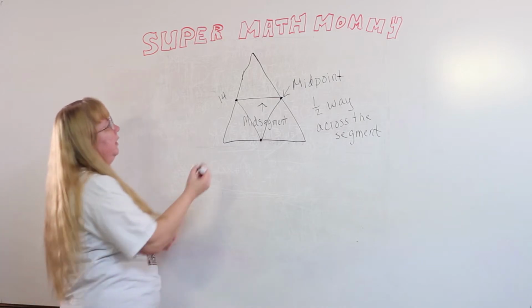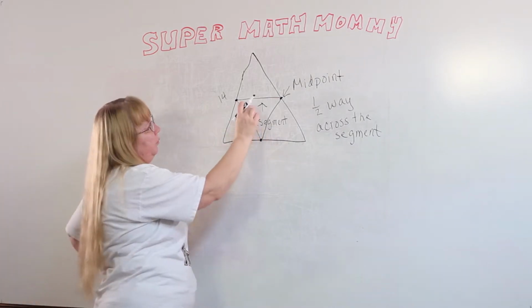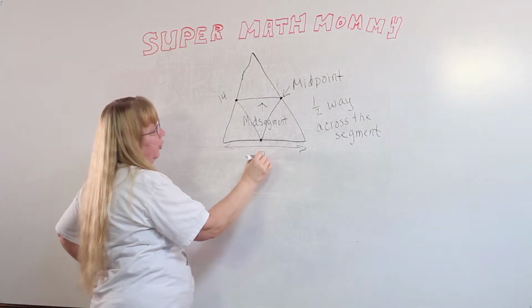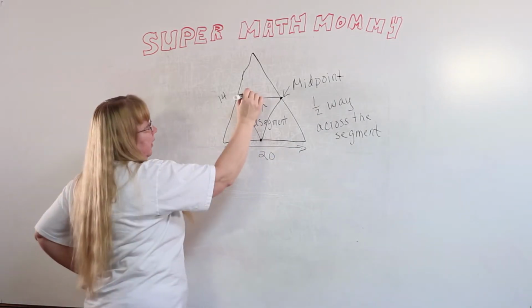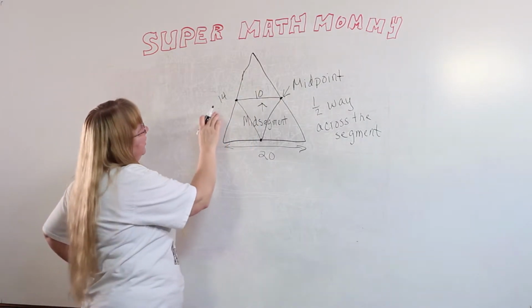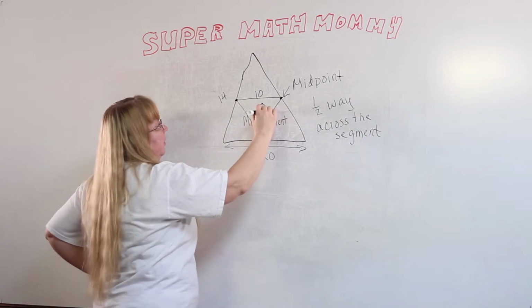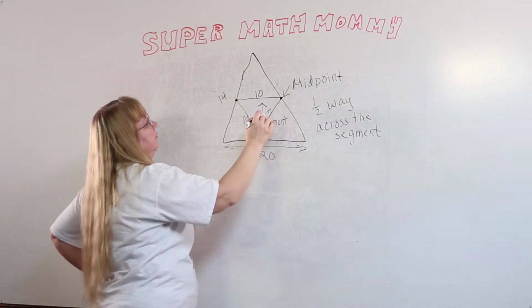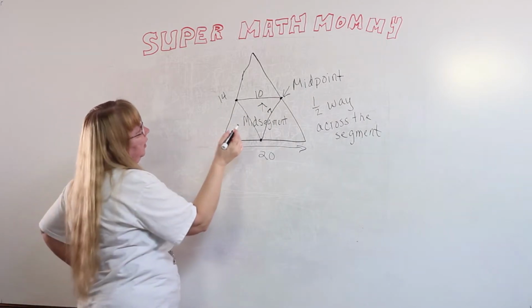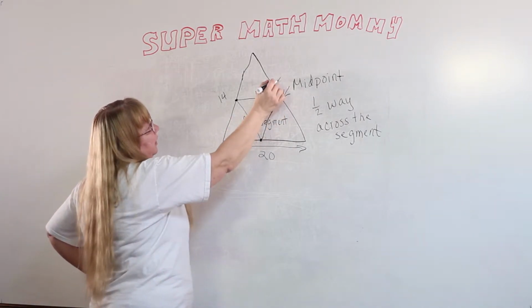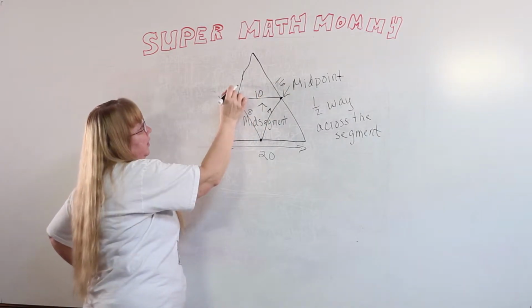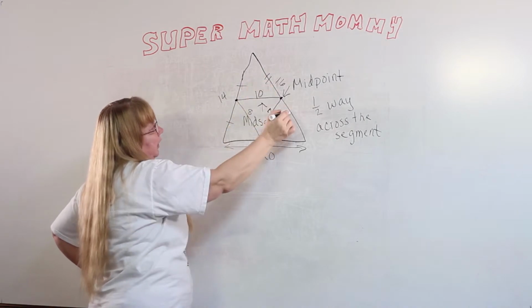And remember that this mid-segment is going to be 1/2 of the length of this line. So if this one is 20, then this line will be 10. And we said that this one was 14, so this one will be 7. If this one is 16, this one will be 8. And of course, these are congruent because we're in the middle of the line.